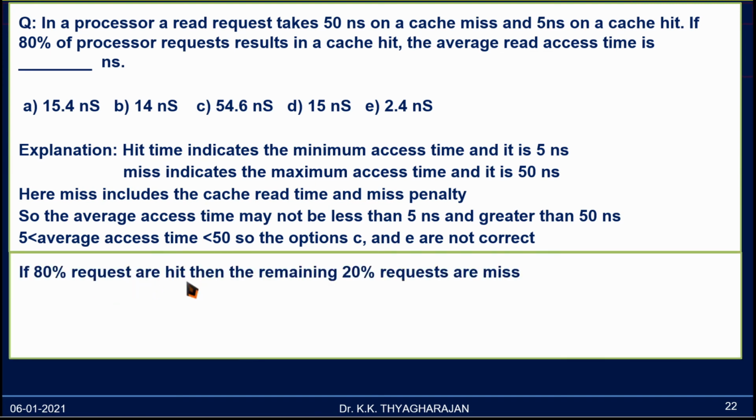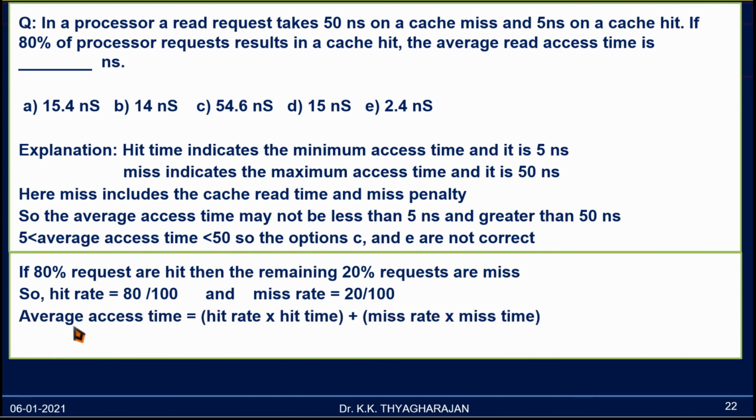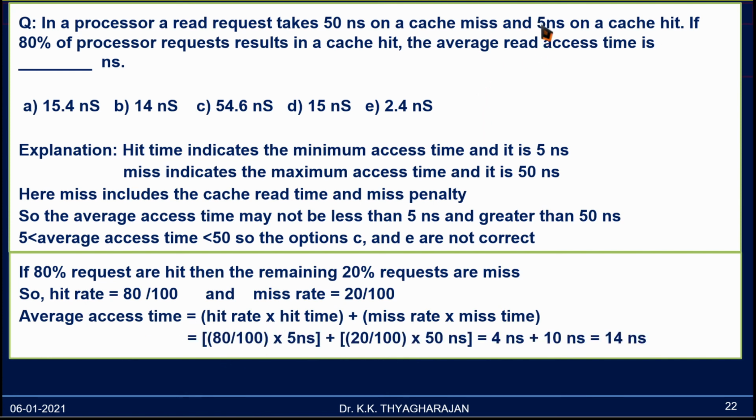If 80% requests are hit, then the remaining 20% requests are missed. So hit rate is 80 by 100 and miss rate is 20 by 100. The average access time is hit rate into hit time plus miss rate into miss time. Hit rate is 80 by 100. Hit time is 5 nanoseconds. That is the time required to access the cache. Then miss rate is 20 by 100 and miss time is 50 nanoseconds given here. So if you calculate these values, you will get 4 nanoseconds plus 10 nanoseconds, that is 14 nanoseconds. So the average read access time is 14 nanoseconds. So the correct answer is B.